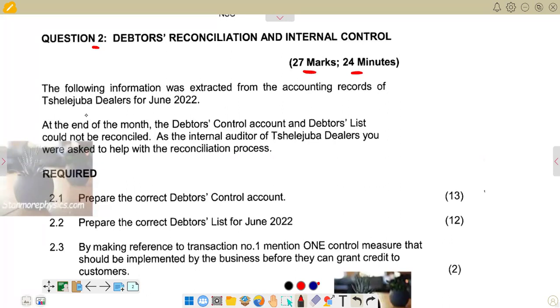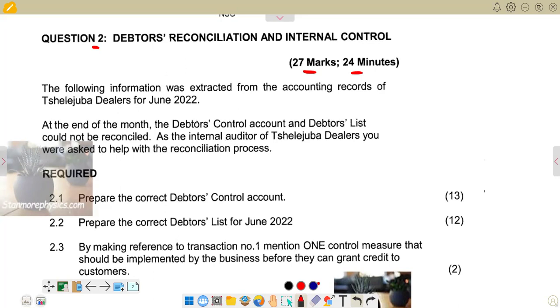And the question reads, the following information was extracted from the accounting records of Shelejuba dealers for June 2022. At the end of the month, the debtors control account and debtors list could not be reconciled. As the internal auditor of Shelejuba dealers, you were asked to help with the reconciliation process. This is what is required in terms of the reconciliation.